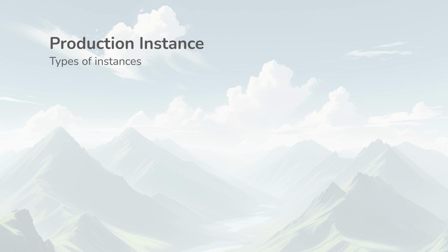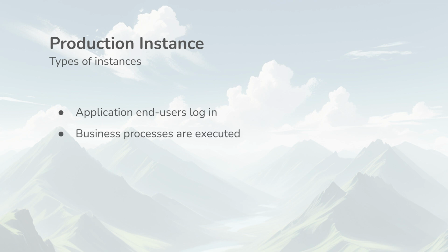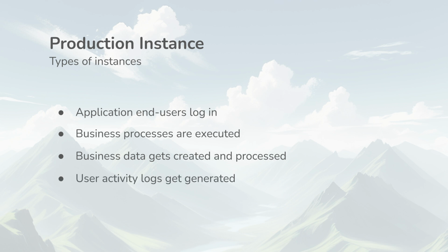Production is the instance in which the actual end users of the applications log in and use it. This is where the business processes get executed, data is created and processed, and the user activity logs are generated. Since the production instance is so critical, it is not a good practice to build and test the applications in production itself, as if something breaks due to the development activity, it may disrupt the regular service of the production instance for the end users.